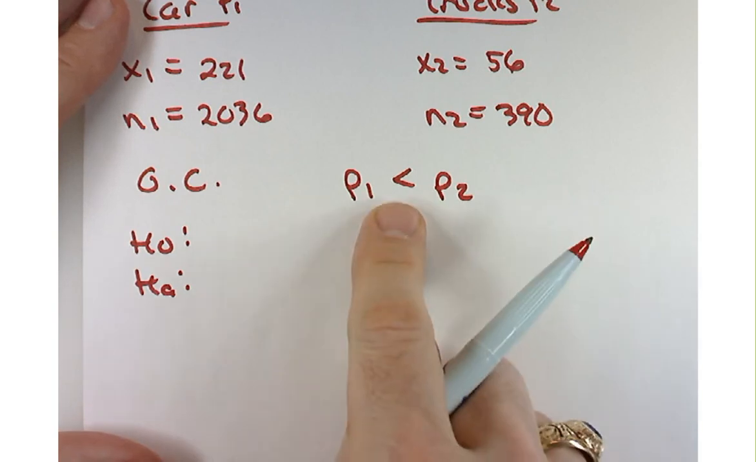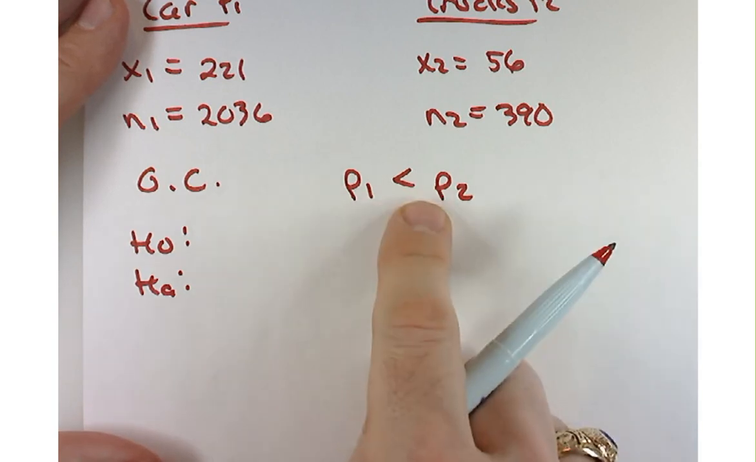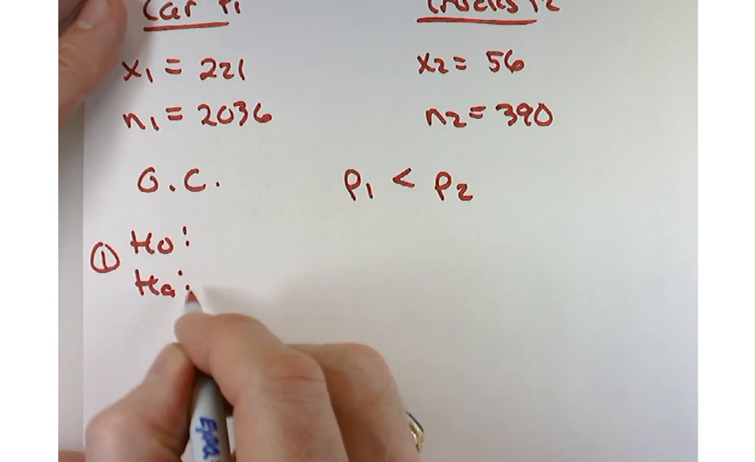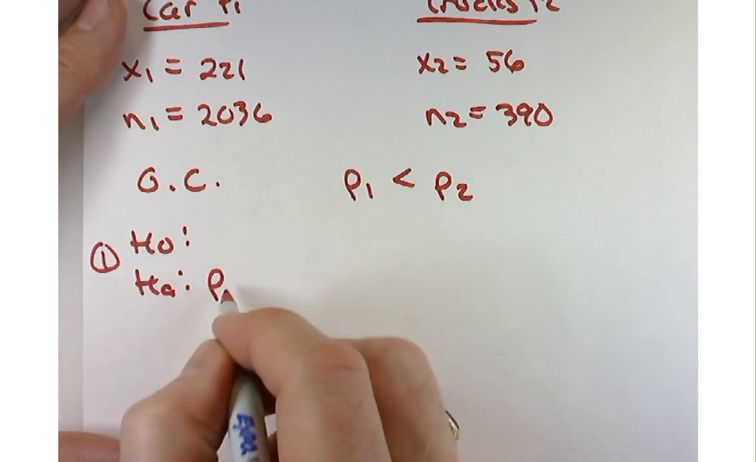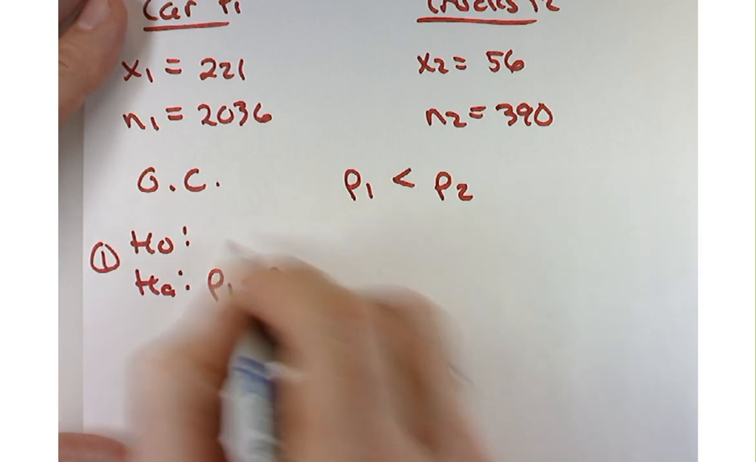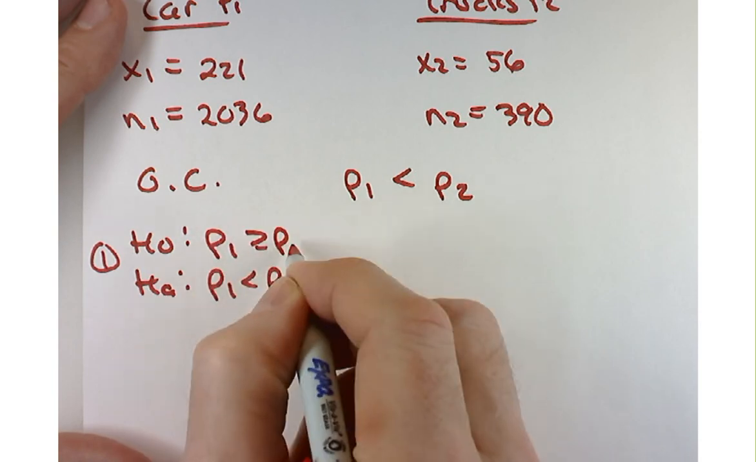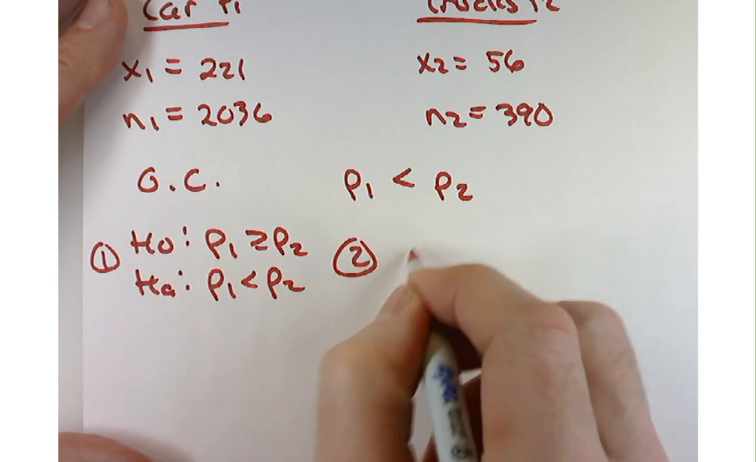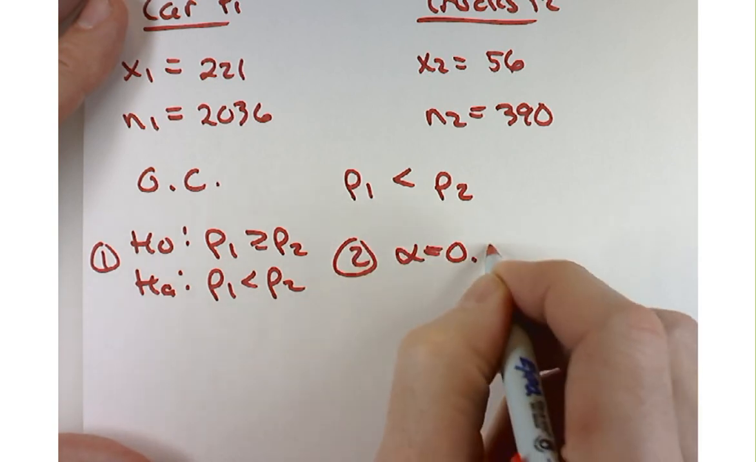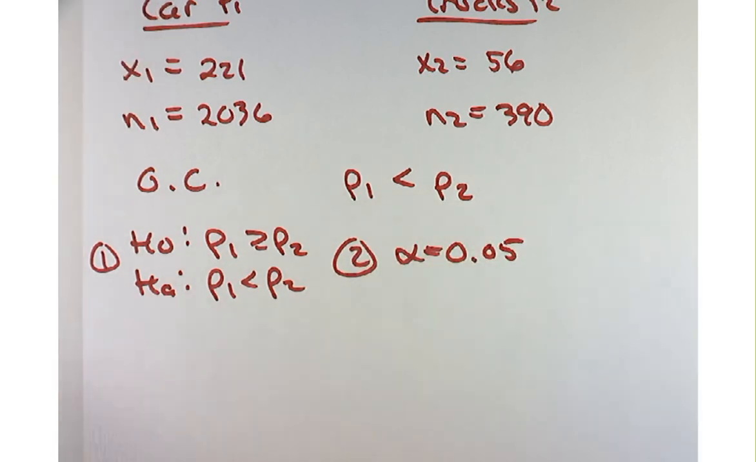If P1 is less than P2, where's that going to go? H0 or HA? Okay. HA. Nice. Now I think they said alpha was 10%, right? We're going to change that. I'm tired of 10%. We'll do 5%. 5% and 1%. Those are the only values you're going to see in the statistical literature.